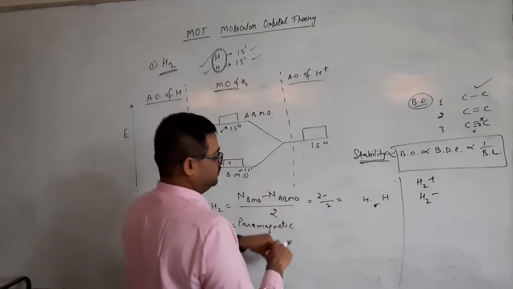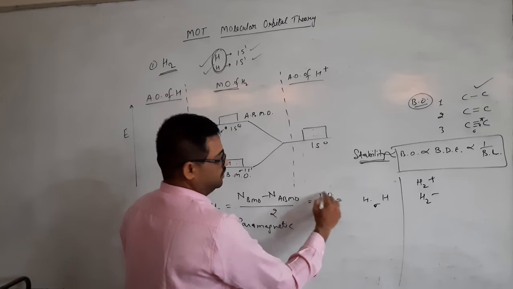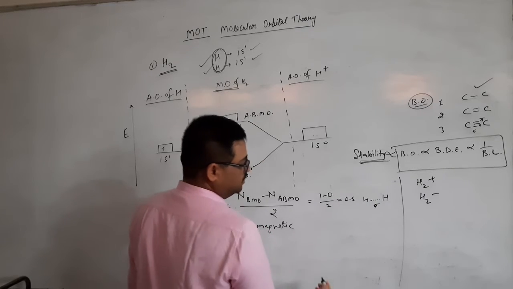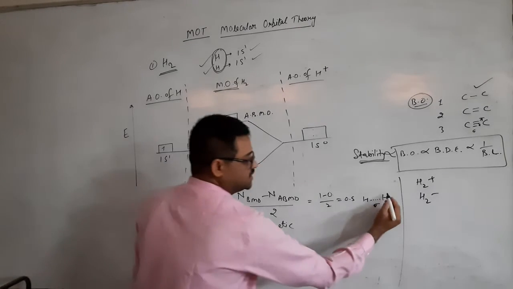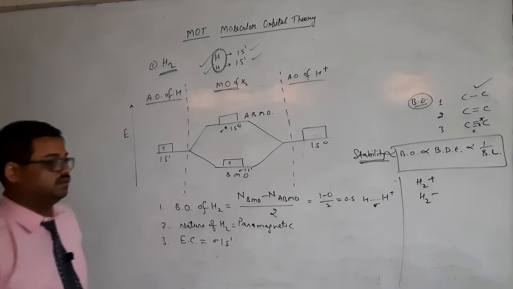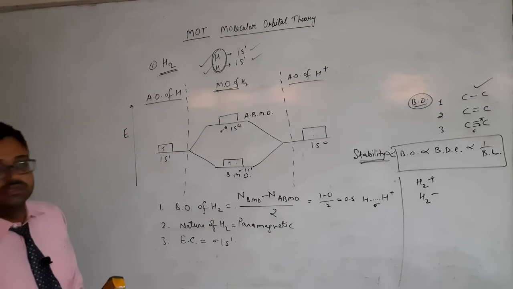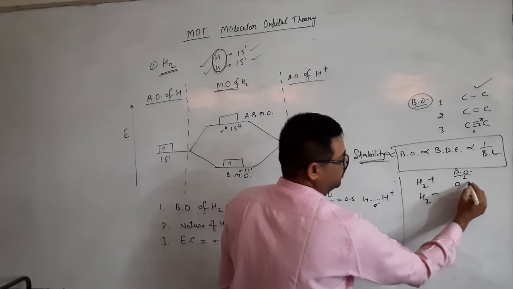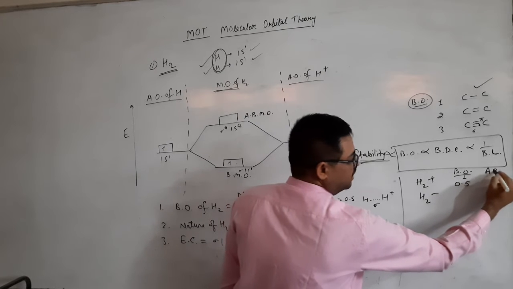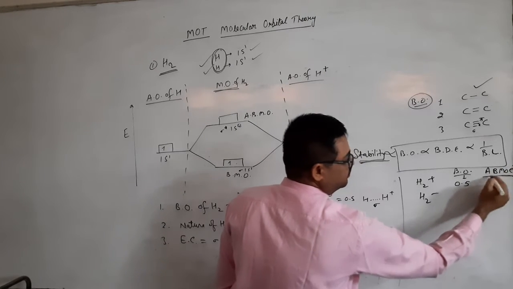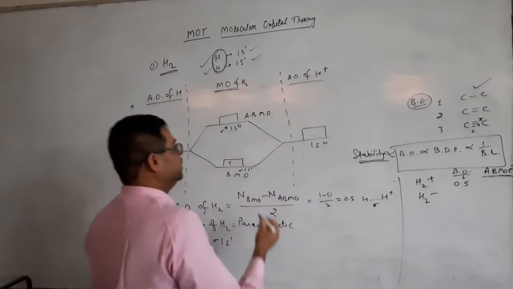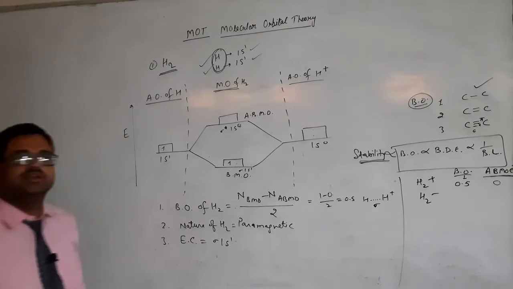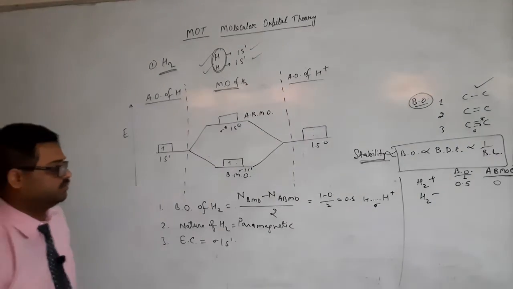And the bond order will be different: 1 minus 0, that is 0.5, that means a half bond. Clear? So H2 plus has 0.5 bond order. I will write the bond order of these species here, that is 0.5. I will write the ABMO electrons also with this. How many ABMO electrons are there? 0. Why I am writing the ABMO electrons, I will tell you. Wait for a minute.